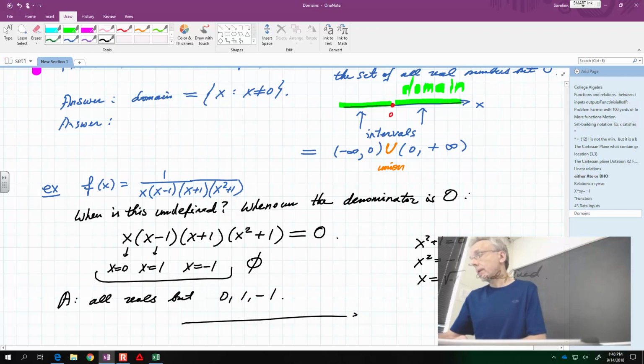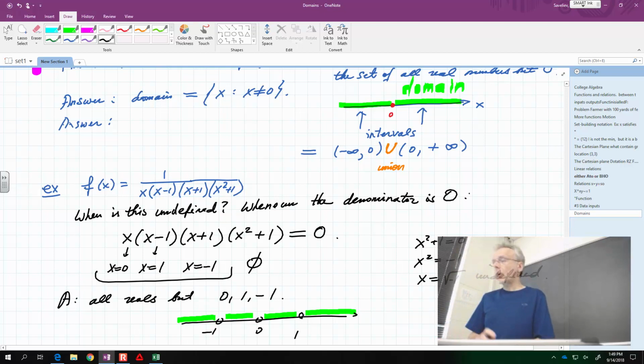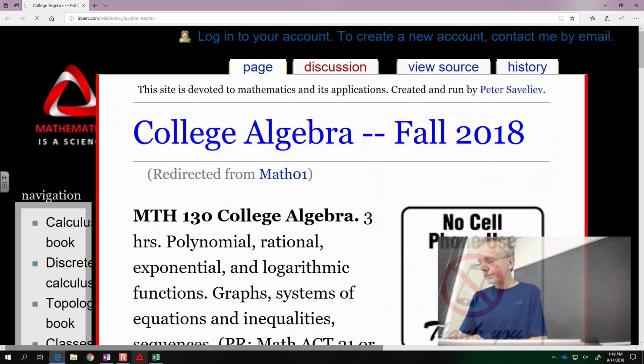If you want to visualize it, you take 0, negative 1, and 1, and as a result, your domain is made of 3 intervals, like this. Okay, all right, so we'll talk more about this next time. Two questions.